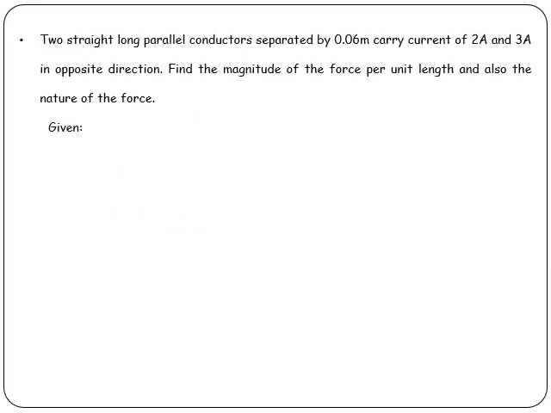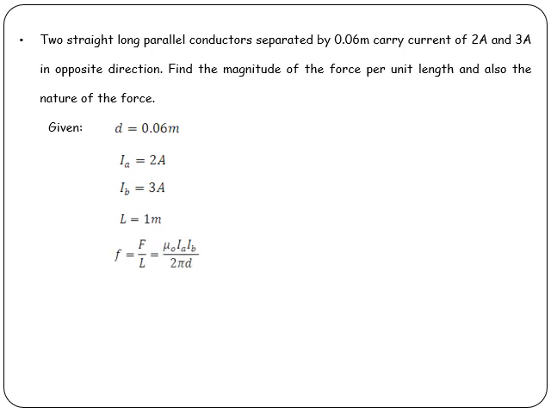Next is for parallel conductors. Two straight long parallel conductors separated by 0.06 meter carry current of 2 ampere and 3 ampere in opposite direction. Find the magnitude of force per unit length and also find the nature of the force is what they are asking. So let us see what all is given to us. They have the distance between the two conductors d as 0.06 meter. Current in the first conductor IA is 2 ampere, second conductor IB is 3 ampere. Length of the conductor is 1 meter.